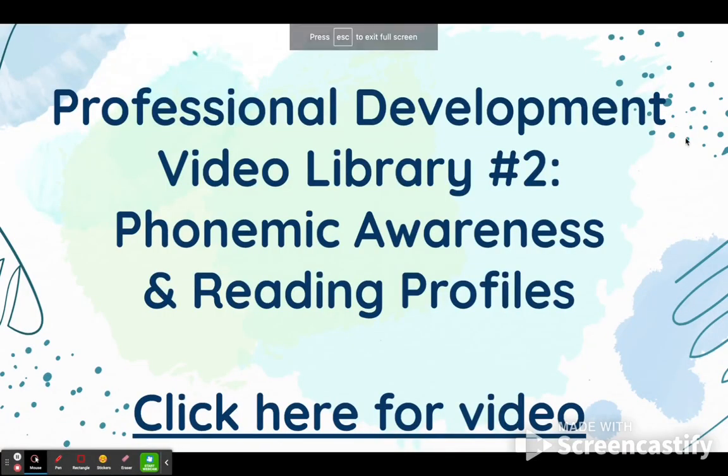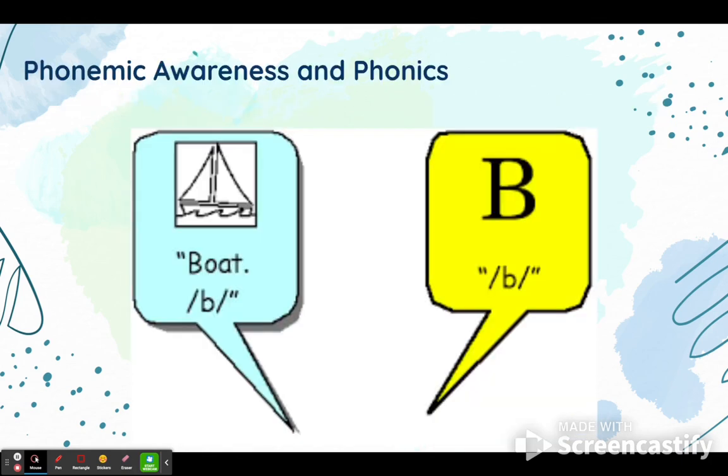Today's video will focus on students with the reading profile of having word recognition difficulties and the importance of phonemic awareness within intervention for these students. Here's a basic image of the difference between phonemic awareness and phonics. Phonemic awareness is the understanding that the word boat has a beginning sound b, while phonics is the understanding that the letter B has a beginning sound b.